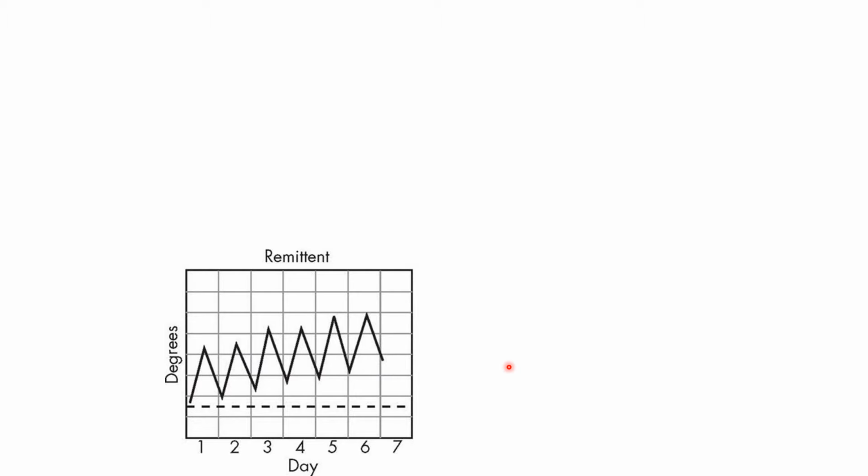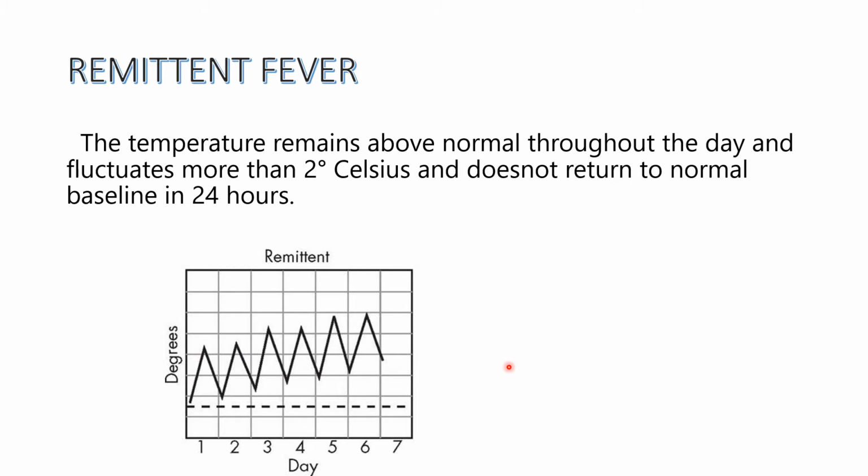Moving on to the second type of fever, which is remittent fever, in which the temperature remains above normal throughout the day, as in continuous fever, but the fluctuation is more than 2 degrees Celsius. But in continuous fever, it was 1 degree Celsius, and it does not return to the normal baseline. So this is the most common type of fever which we see in infectious diseases. So let's see how to differentiate them.